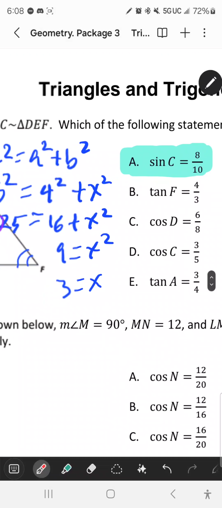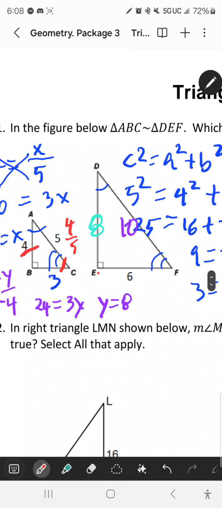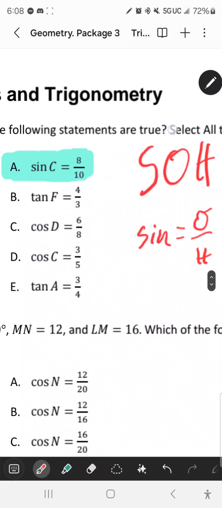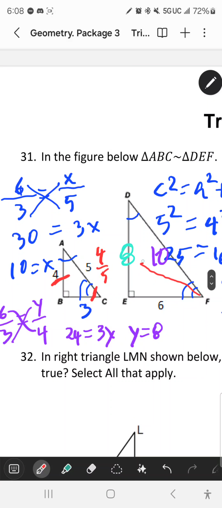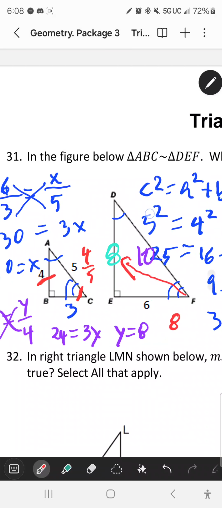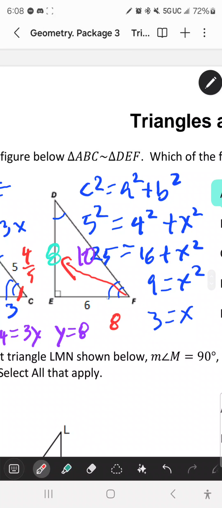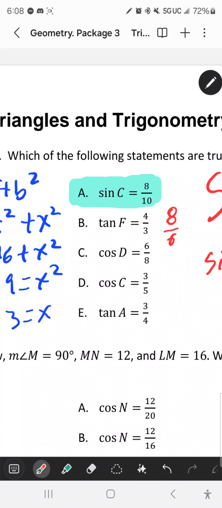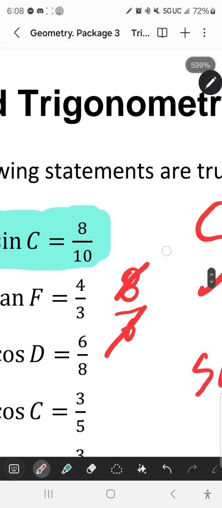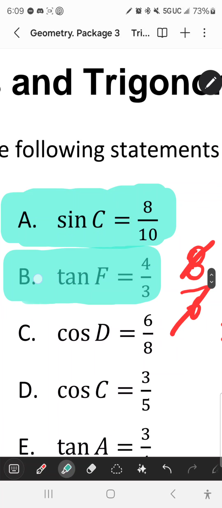Now, tangent of F is 4 over 3, so I'm going to F and say tangent is opposite over adjacent. Opposite is the one opposite to the angle, in this case 8, and the adjacent is the one right next to the angle that is not the hypotenuse, not the big one. So in this case 6. So it's 8 over 6. But as I was saying before, if I divide 8 by 2 and 6 by 2, 8 by 2 is 4, 6 by 2 is 3, I get 4 over 3. So this is also equivalent.